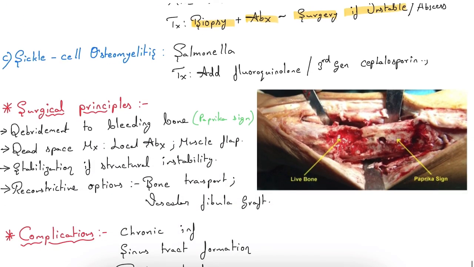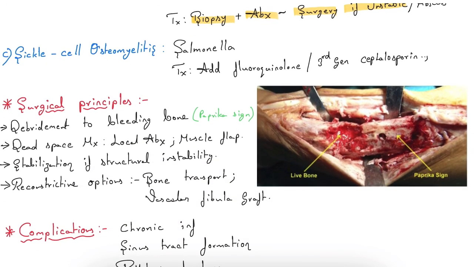Next one, sickle cell osteomyelitis. In sickle cell, the main causative organism is Salmonella. This is a very important and golden point for your exams. So for the treatment of sickle cell osteomyelitis, we can add fluoroquinolones and third generation cephalosporins.